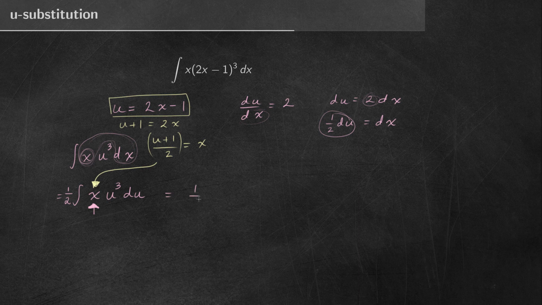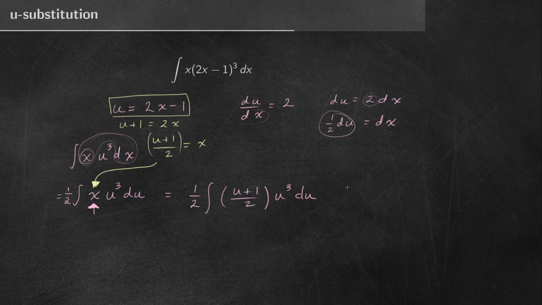So let's rewrite what we have: 1/2 times the integral, and instead of x, now I'm going to put u plus 1 over 2, times u cubed, that's still there, and then times du. So now I have an integral that only has u's in it. I've gotten rid of my x's, so I've accomplished my goal for step 2, and I'm ready to try and integrate.